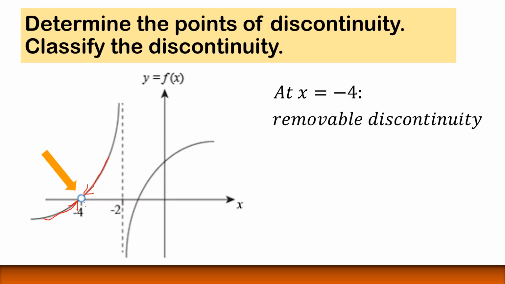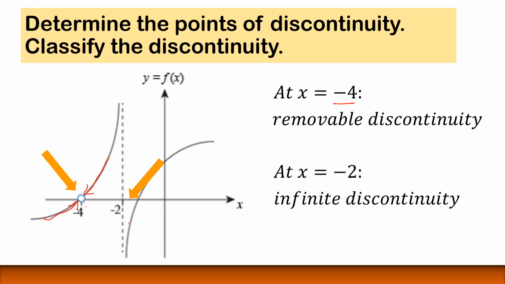But for the other point of discontinuity, which is x equals negative 2, earlier it was negative 4, now negative 2, we see that it goes to negative infinity when we come from the left side of negative 2. So we have the limit from the left of negative 2 approaching positive or negative infinity. So it's actually a vertical asymptote. That's why at x equals negative 2, we have an infinite discontinuity.